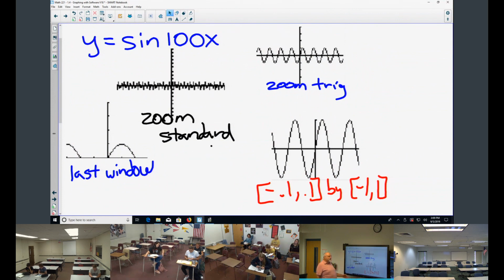Zoom trig takes you from -2 pi to 2 pi, and that's good for a lot of trig functions. Or just zooming in or changing the window. You need to be able to manipulate it. That's really the work when you're doing it on the calculator. The real work is finding the right window.